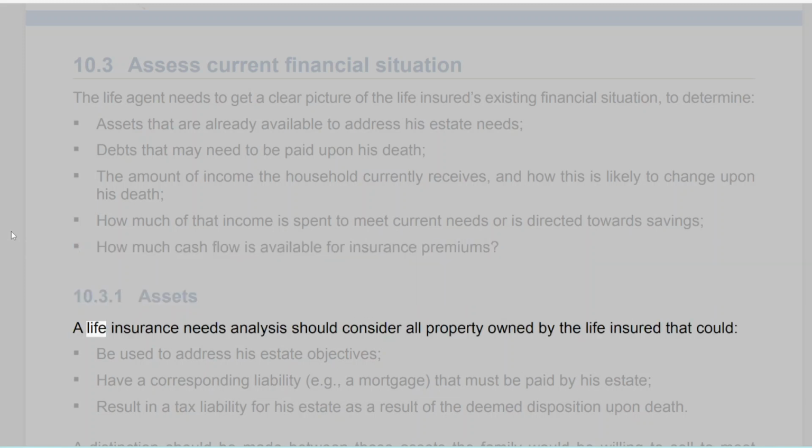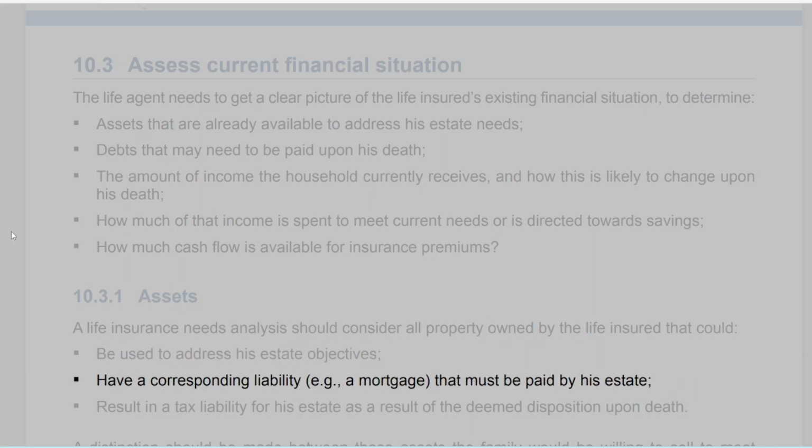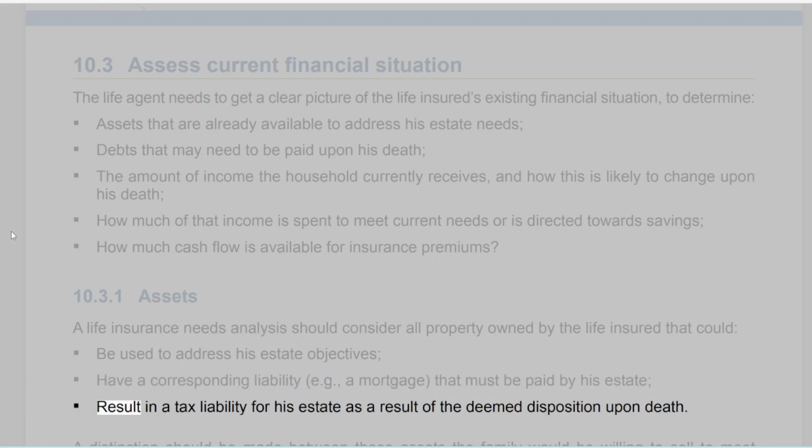10.3.1 Assets. A life insurance needs analysis should consider all property owned by the life insured that could be used to address his estate objectives, have a corresponding liability, for example, a mortgage, that must be paid by his estate, or result in a tax liability for his estate as a result of the deemed disposition upon death.